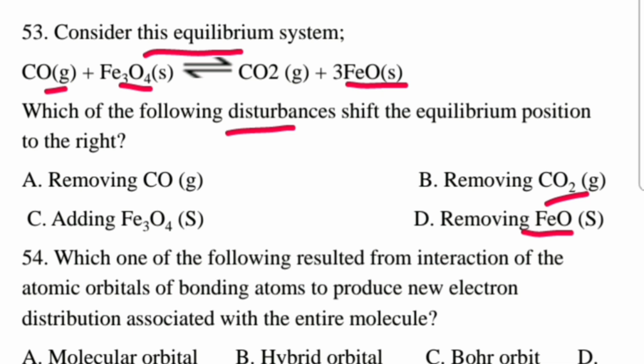And if the product formed is removed from the vessel, for example carbon dioxide, the equilibrium shifts to the right. If we increase the concentration of carbon monoxide, the equilibrium shifts to the right as well. The two solids do not affect the shift, since they are in solid form.